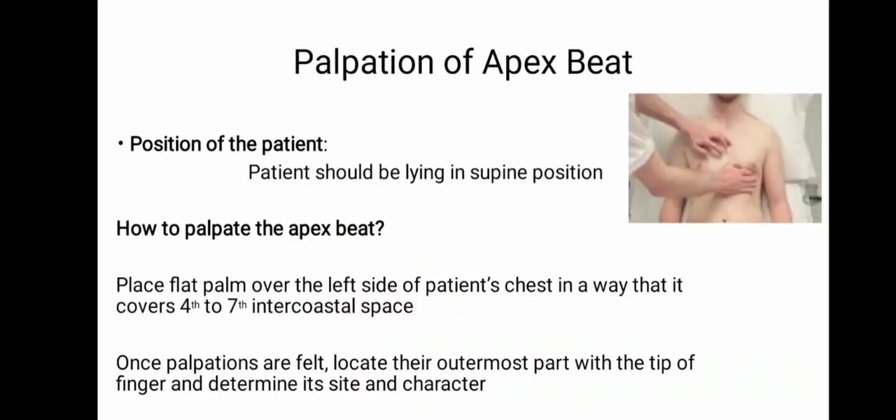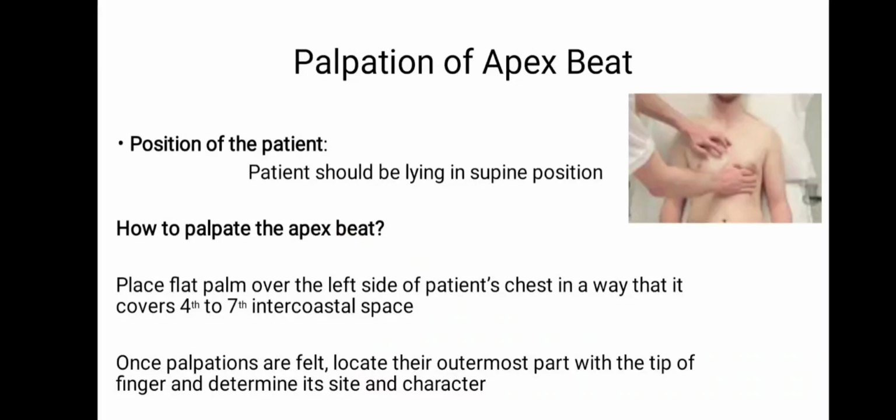First, we will talk about the palpation of the apex beat. But before the palpation, we have to adjust the position of the patient. The patient should be lying in supine position before the palpation. Now, how do we palpate and what is the apex beat? Apex beat is basically the lowermost and outermost part of the precordium where a definite cardiac impulse is felt.